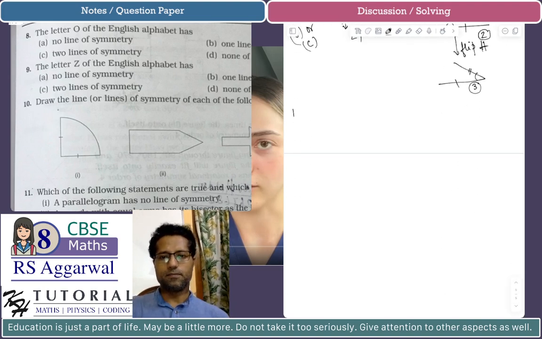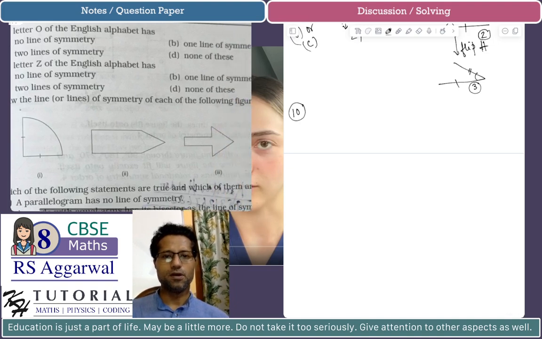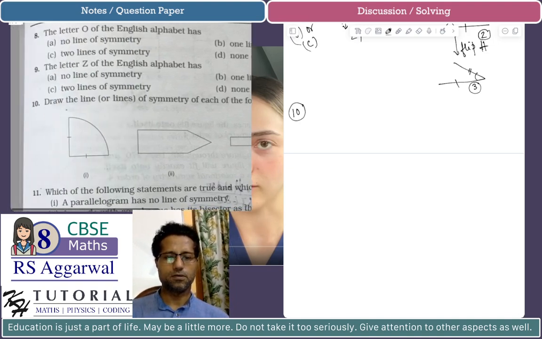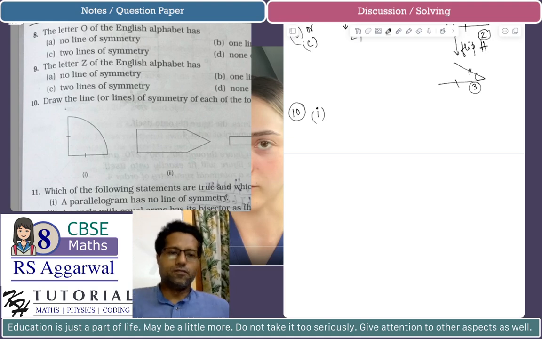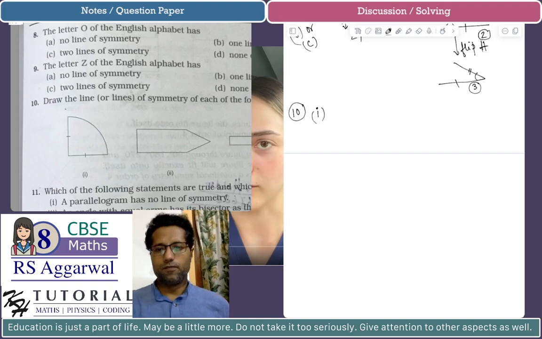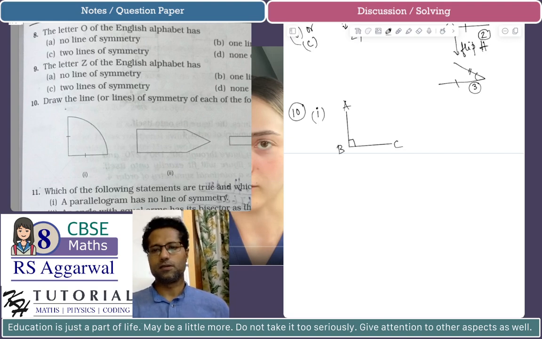Problem number 10. What is problem number 10? Draw the line or lines of symmetry of each of the following figures. Okay. So the first figure is a quarter of a circle. It's not a semicircle, it's 1/4 of a circle, which means that these two lines are equal and they are perpendicular to each other. So AB and BC are perpendicular to each other, and AB is equal to BC.